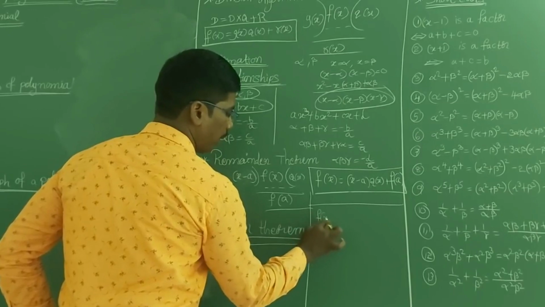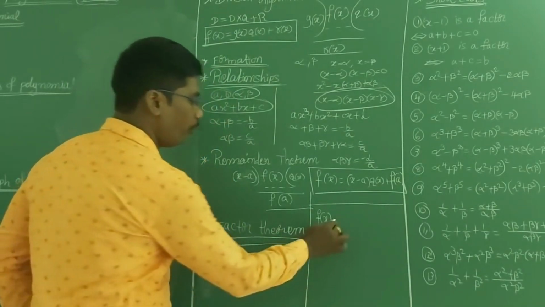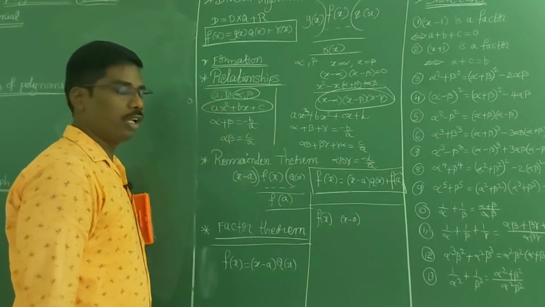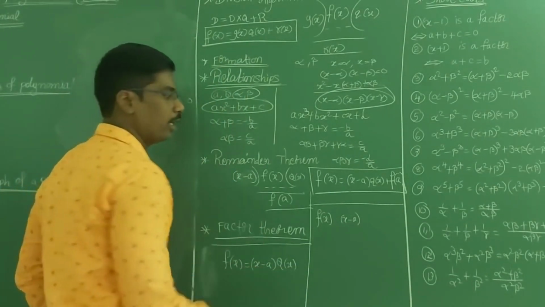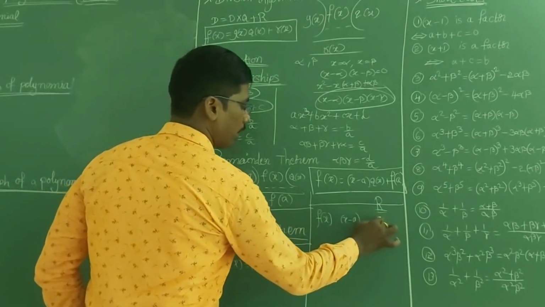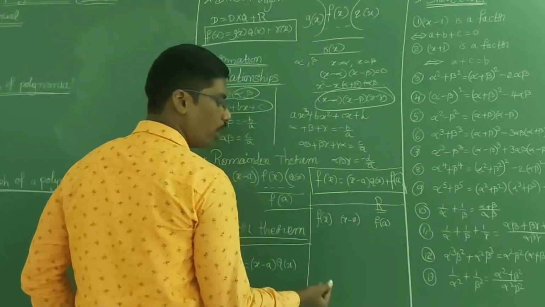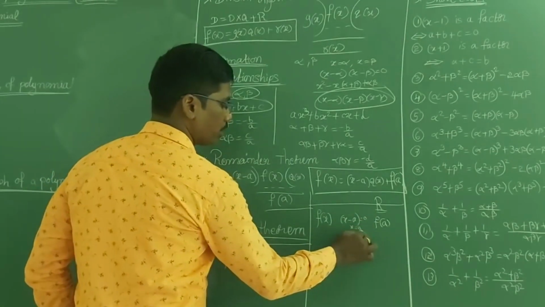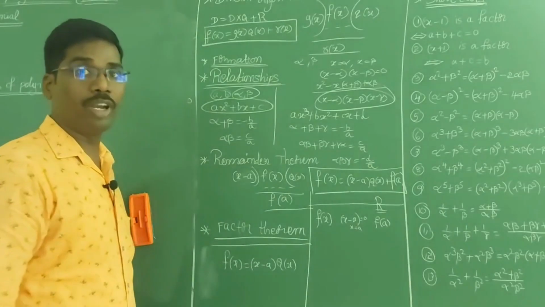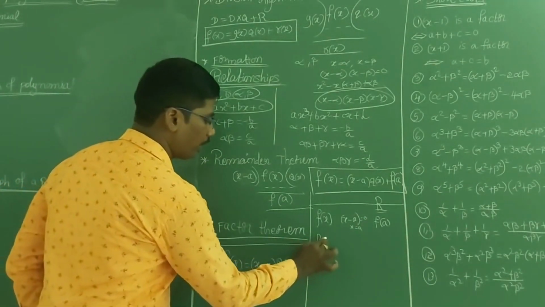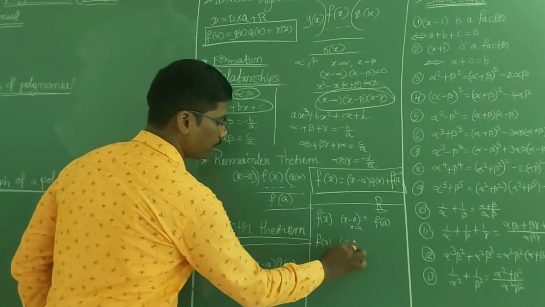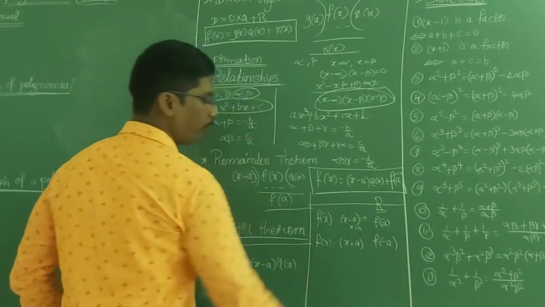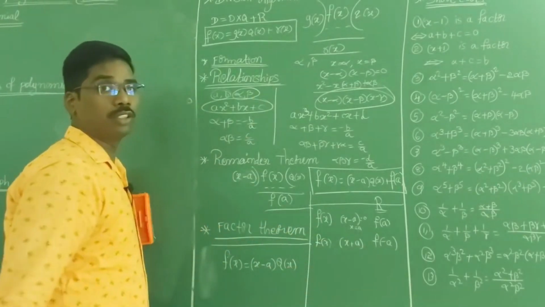If f of x is a polynomial, and it is divided by x minus a completely, then the remainder is f of a. How do you get it? x minus a is equal to 0, x is equal to a, substitute this x value here, then we will get remainder f of a. If f of x is divided by x plus a, then remainder is f of minus a. So x plus a is equal to 0, x is equal to minus a.